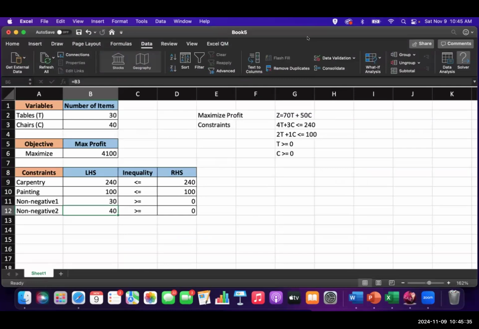So the solution appears. The solution would be there would be 30 tables, 40 chairs, and the optimized profit is 4,100. So this is the same solution that we had with the simplex method that we've done before.